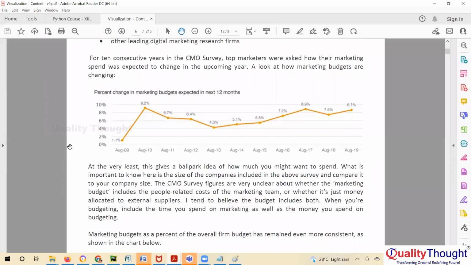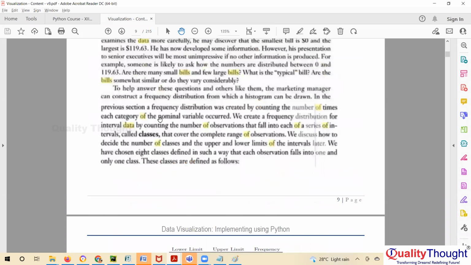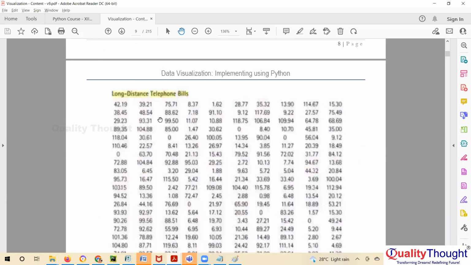This is a chart of a company's or industry's spending amount on marketing. You see here in August 2009, they spent only 1.1% of revenue on marketing. In August 2010, they put 9.2%. In August 2011, they put 6.7% in marketing. So this shows you how the industry is changing the amount that is being spent on marketing. We'll stop here. This example we'll take tomorrow and we'll do.